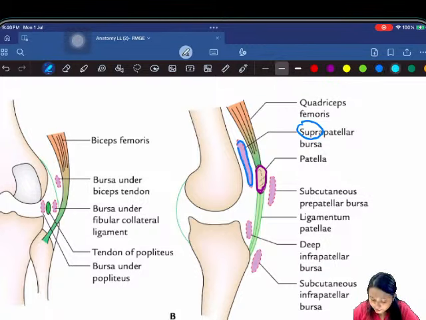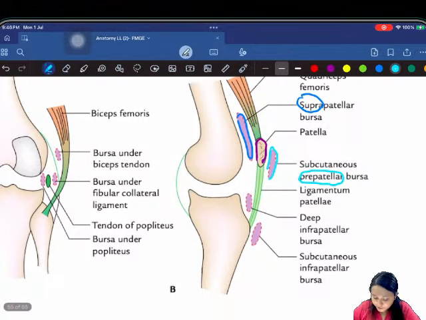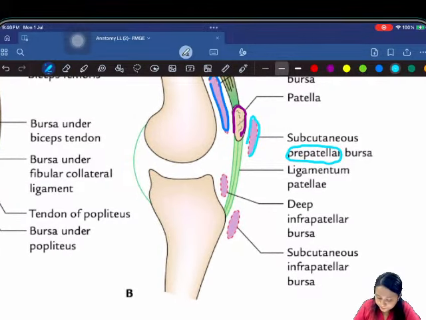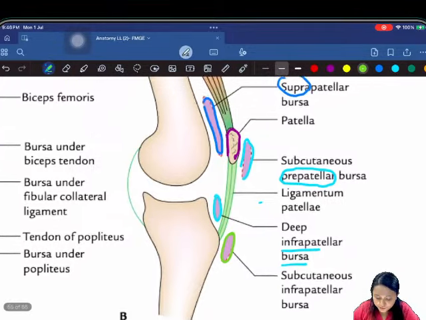In front of the patella, that is the prepatellar bursa. If it is subcutaneous, then it is known as subcutaneous prepatellar bursa, and you will also have a deep infrapatellar bursa. Below the patella is infrapatellar, on the underside, so it is deep. And if it is subcutaneous, it is your subcutaneous infrapatellar bursa. Very easy to remember.